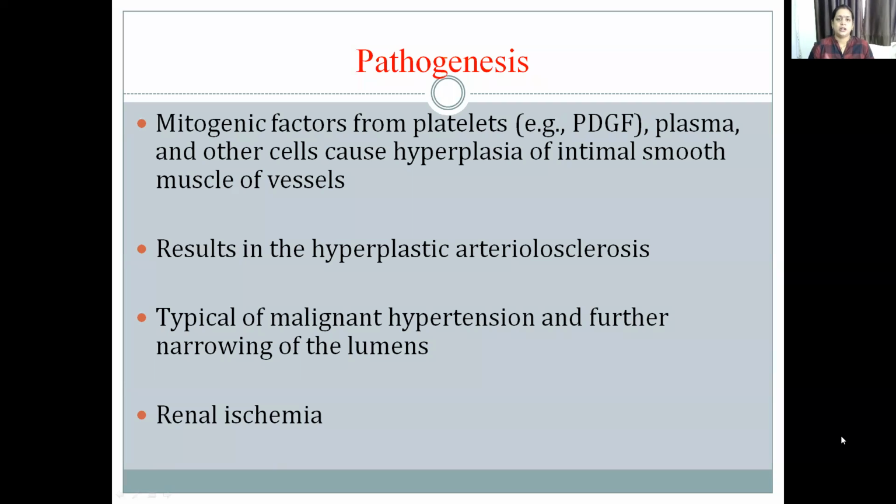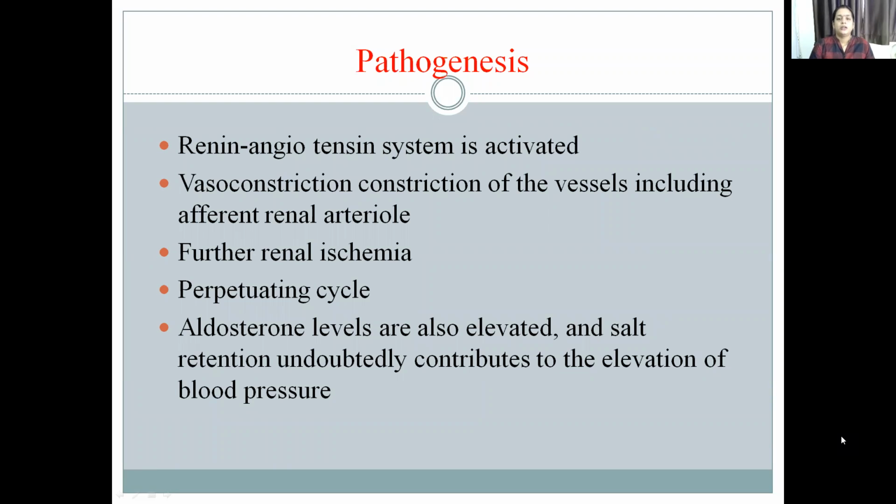So there is an endothelial injury happening, and because of that, there will be some factors which come into play to seal it off. Because of that, there will be an increase in the layering of the vessel, leading to hyperplastic arteriosclerosis, typical of malignant hypertension, thus narrowing the lumen and causing renal ischemia. So because of the narrowing lumen, what happens? The renin-angiotensin system is activated, vasoconstriction of the afferent arteriole will happen, and the cycle just goes on. And aldosterone levels are also elevated.